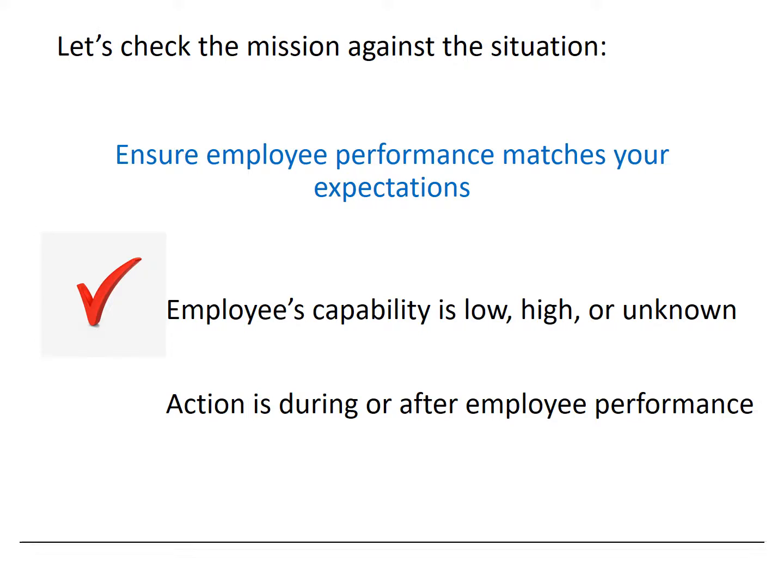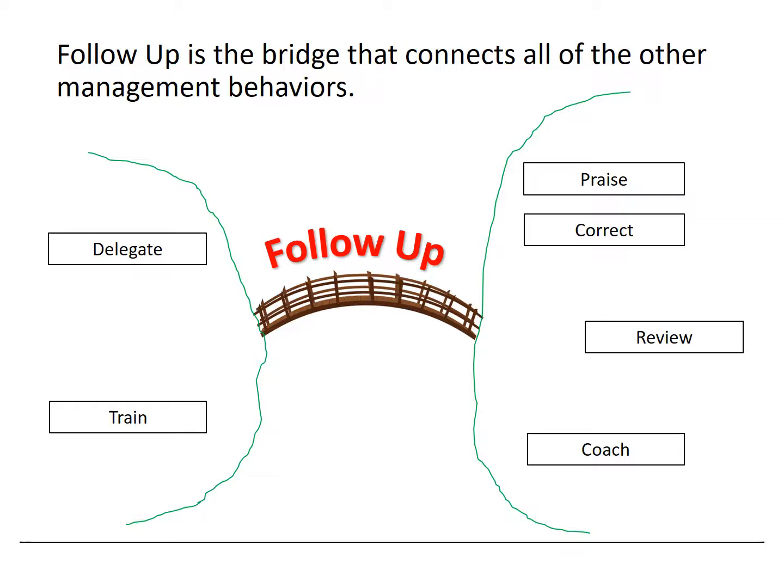And for the second part of the grid, the timing of the management action, does it make sense that it happens during or after employee performance? Of course it does. You can't follow up on something that hasn't yet happened. So, we're confirmed that follow-up is a management behavior that happens with all employees, regardless of their ability level, and it happens during or after employee performance. One good way to look at follow-up is to view it as the bridge that connects delegation and training with the other management behaviors of praise, correct, coach, and review.